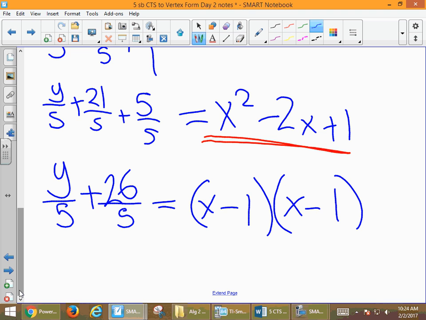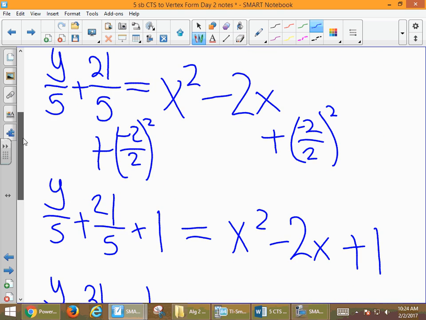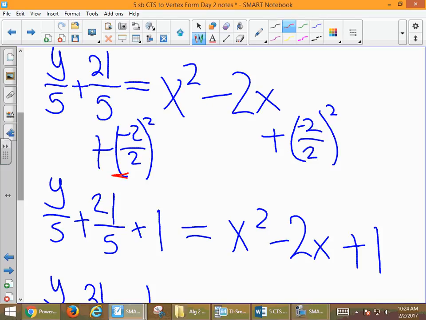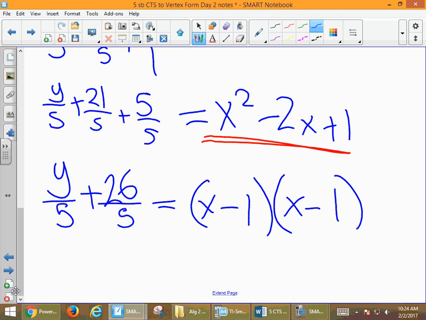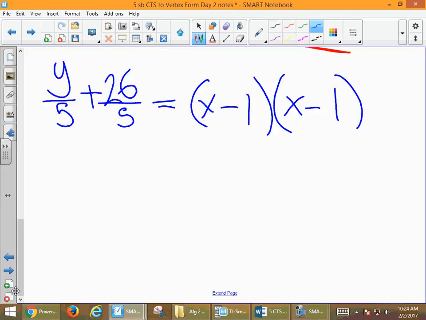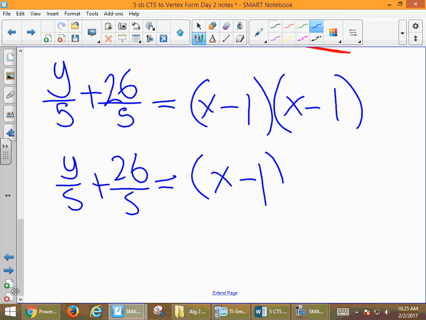And so if we remember to do that, we take our x down and then we look way back up here to what we added to both sides, which was negative 2 over 2 squared, and we can take the inside. And so negative 2 over 2 is negative 1. So we have x minus 1 times x minus 1 as our factors. And now we have y over 5 plus 26 over 5, and this is equal to x minus 1 times x minus 1, which is the same, so we can compress that together. And we have x minus 1 squared.